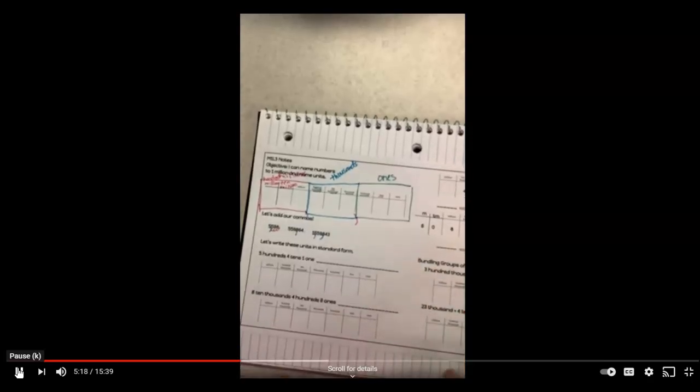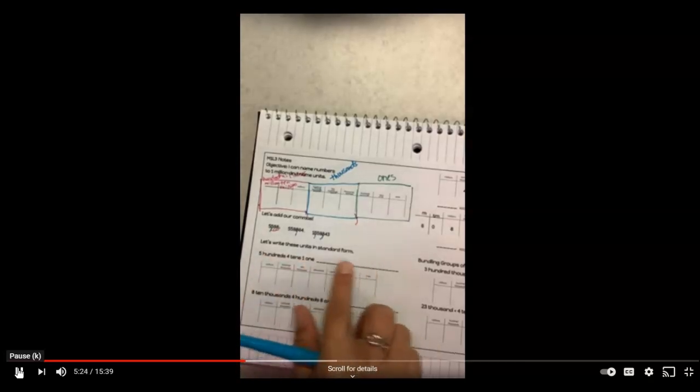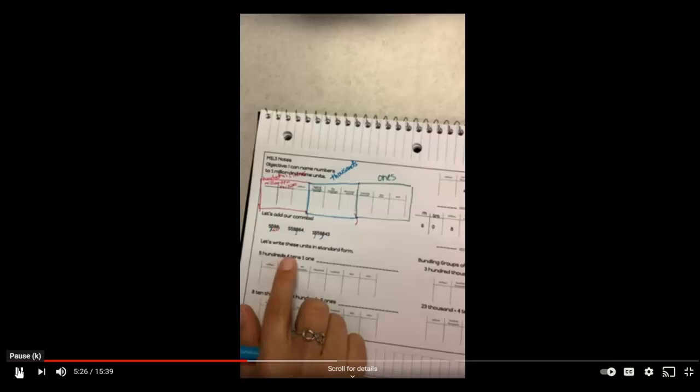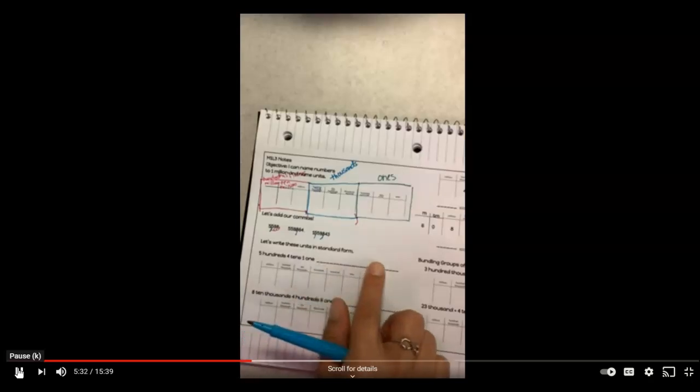That's how you would read that number. So pretty easy adding our commas, and you'll have a little bit more practice today. The next step is we're going to write these units here, and we're going to put them in standard form. Right now they're in unit form. I've got 5 hundreds, 4 tens, 1 one, and I just need to put it in standard form.